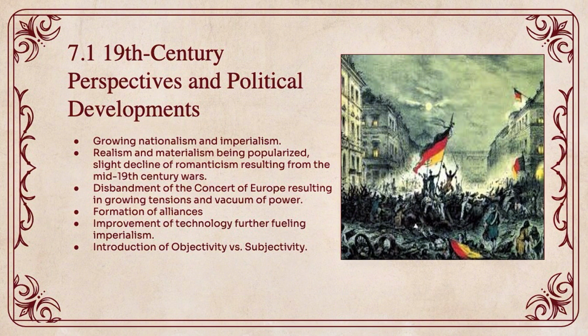Realism and materialism gained traction as Romanticism slightly declined in influence, resulting from the mid-19th century wars. The disbandment of the Concert of Europe left a void which was quickly filled by a unified Italy and Germany. As a result, tensions rose among other nations out of concern that the partnership between Italy and Germany would cause them to become too powerful. Thus, opposing countries were inclined to form their own alliances.